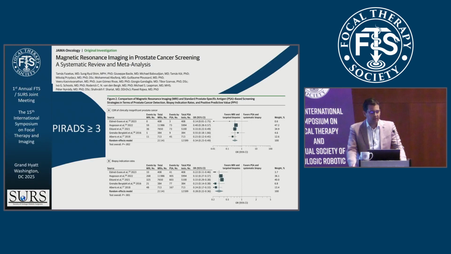Does multiparametric MRI have an impact in screening? At both categories, PI-RADS 3 and greater and 4 and greater, the trend is that it helps risk stratify these patients compared to using a systematic biopsy, and we know from all the current data that is absolutely true.